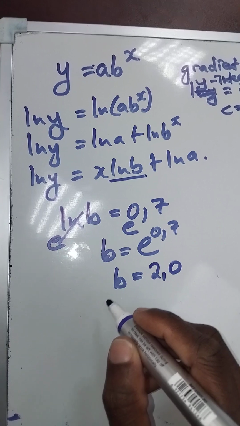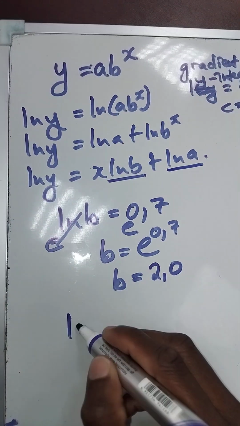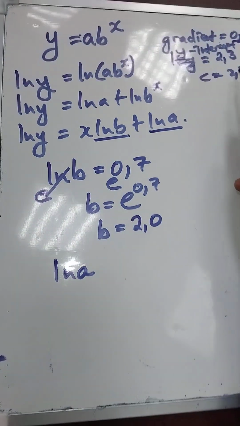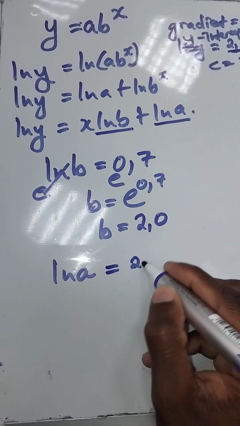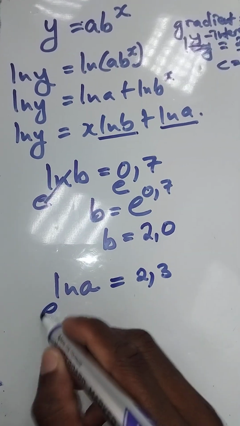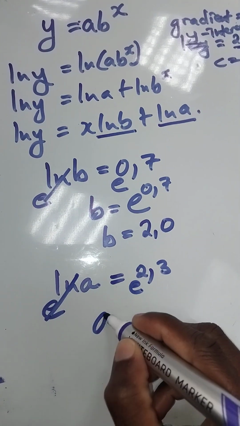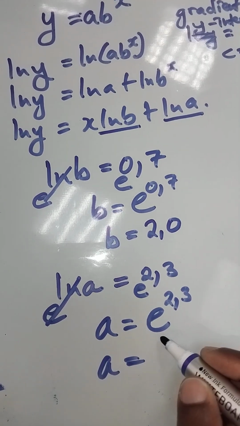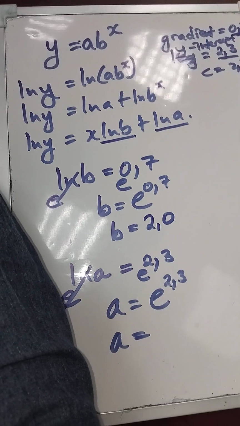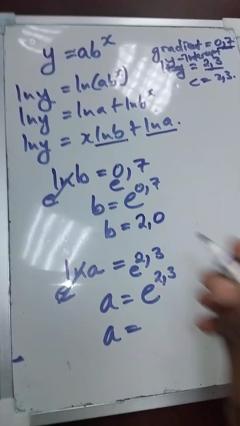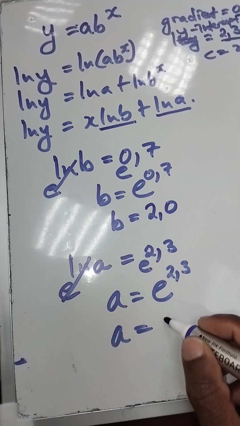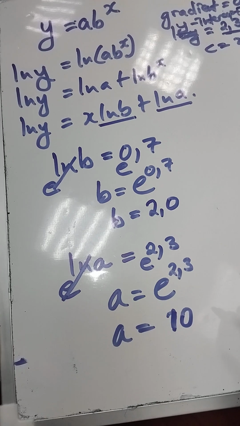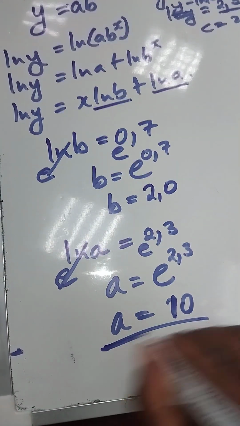Then we come to a. a is the y-intercept. The y-intercept we were given is 2,3. Then we introduce exponential on both sides. So a is equal to e to the power 2,3, which is about 10. So those are our answers.